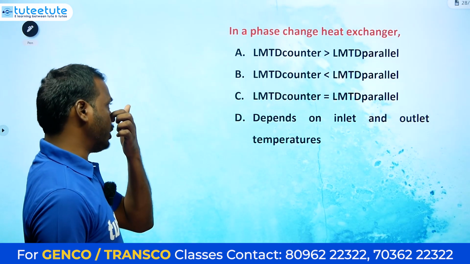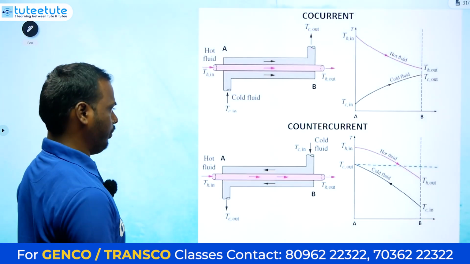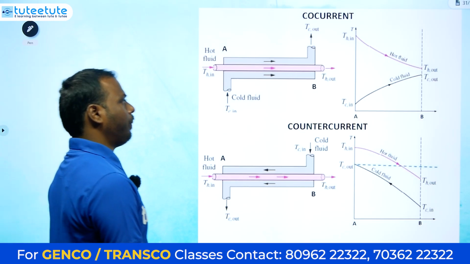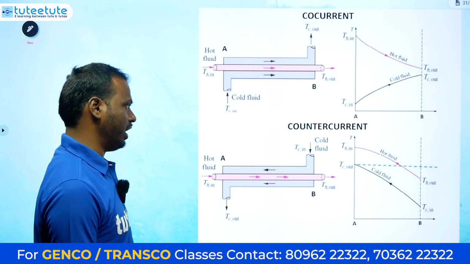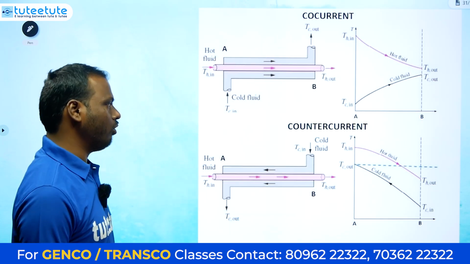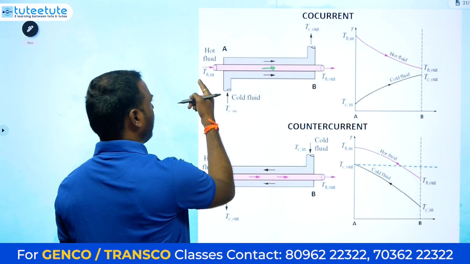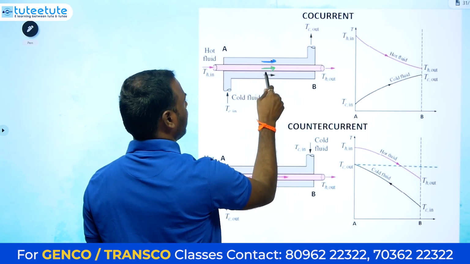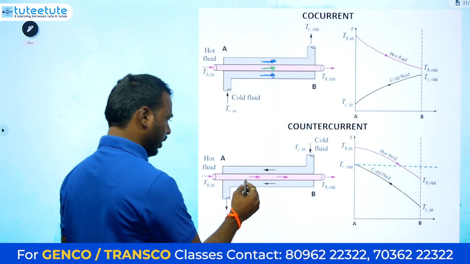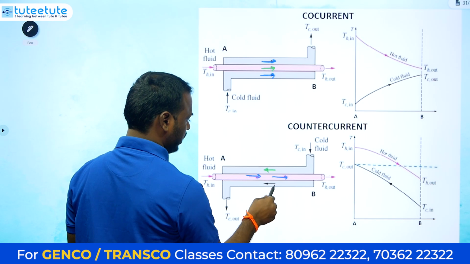A phase change heat exchanger. Heat exchangers, generally I have given one diagram. There are two heat exchangers. One is parallel flow heat exchanger, another one is counter flow heat exchanger, or co-current and counter current. Of course, this is parallel flow. If you look at this one, this is the flow direction of the hot fluid, and this is the flow direction of the cold fluid. Similarly, this is the graph. And similarly here, this is the flow direction of the hot fluid and this is the flow direction of the cold fluid.